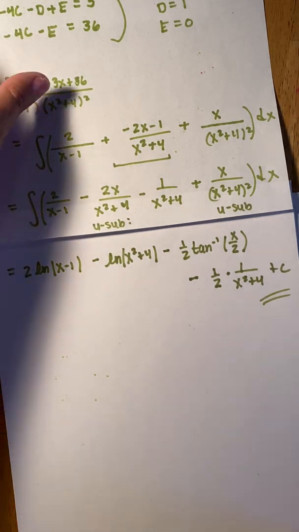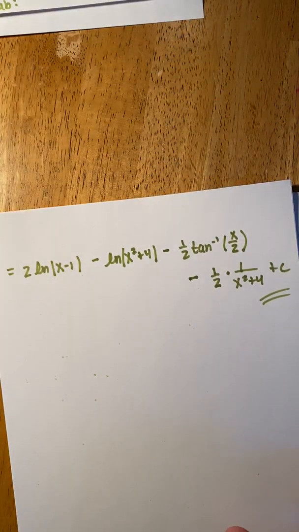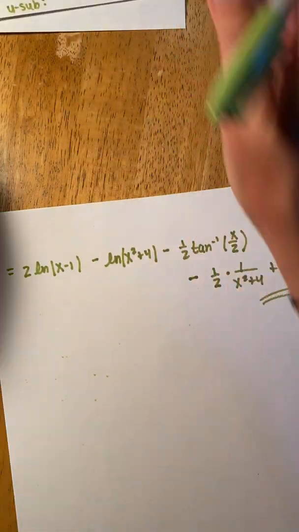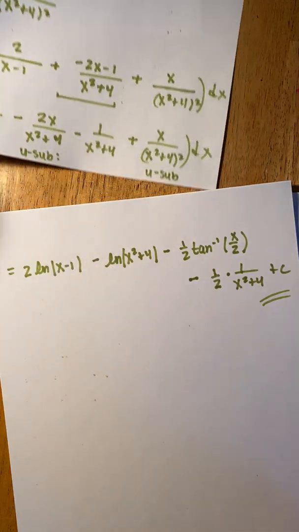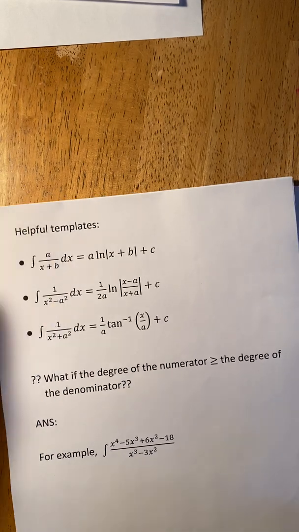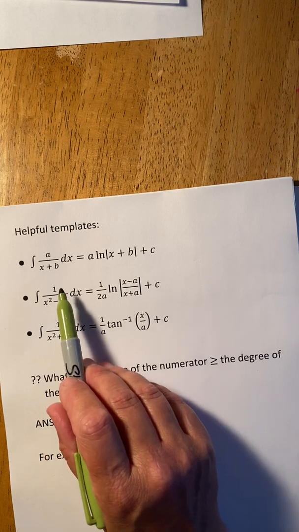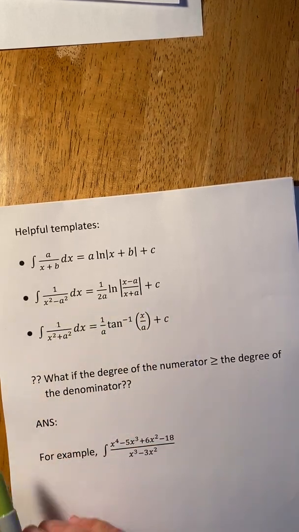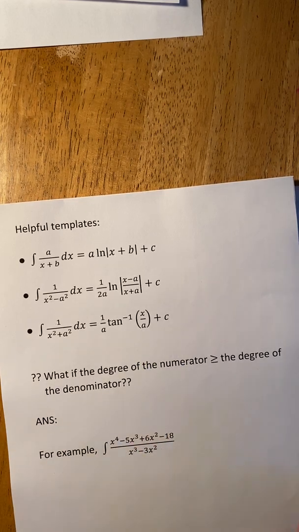All right, one more little thing here. So here's some helpful templates. So again, you can do this using u substitution. Here's just the linear denominators. So we can just use these templates. If you have a constant over x plus a constant, this is what its antiderivative is. If you have 1 over x squared minus a squared, we can just use this template. And 1 over x squared plus a constant squared, we can use this template.